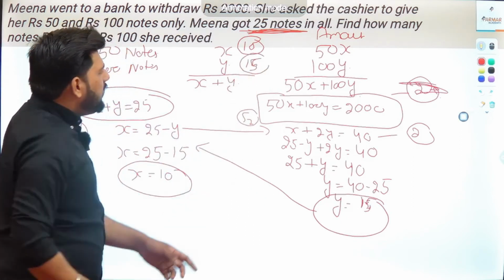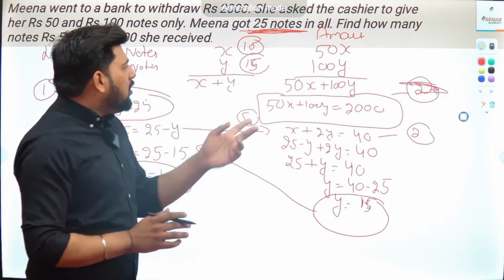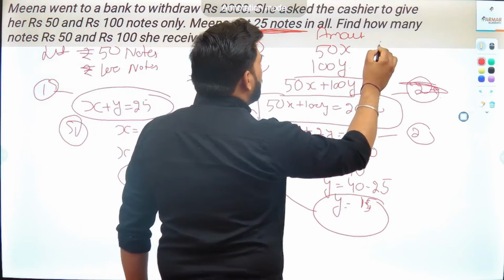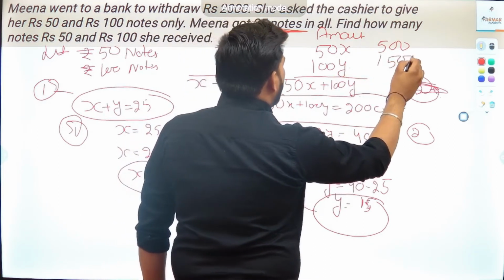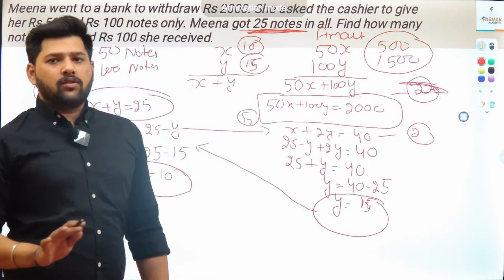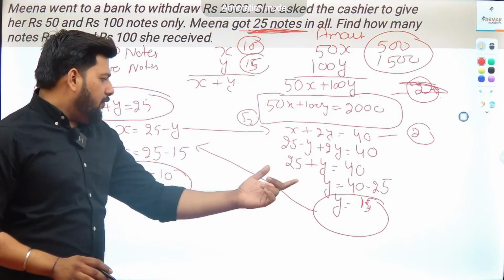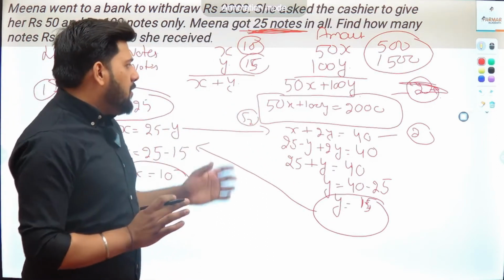So look here, there are 15 plus 10, 25 notes. First condition fulfilled. Now the amount is 15 into 100, 1500, and 10 into 50, 500, so the amount is 2000. Yes, the second condition is also fulfilled. That means Y equal to 15 and X equal to 10 is the correct solution for this word problem.